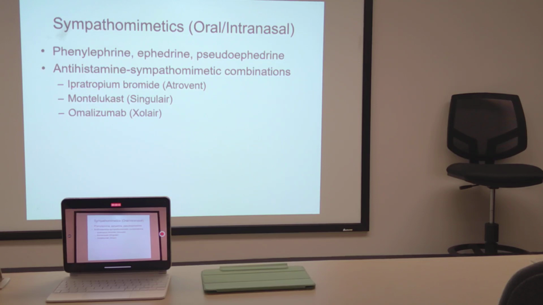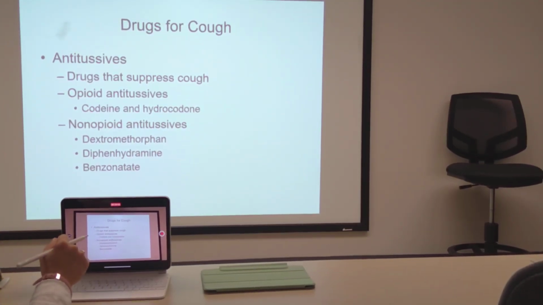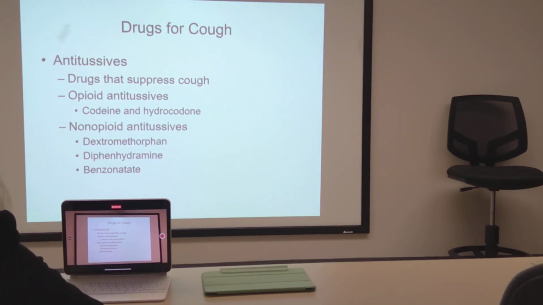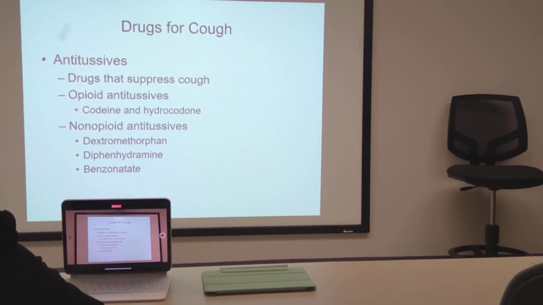Alright, so rhinitis, we just talked about rhinitis, and now let's take a look at the cough, drugs for cough, okay? So those drugs are antitussives, okay? So they suppress cough, okay? And there are opioid antitussives, codeine and hydrocodone, okay? And we also have non-opioid antitussives, for example, I put those 3 here. That's something that you also want to know.